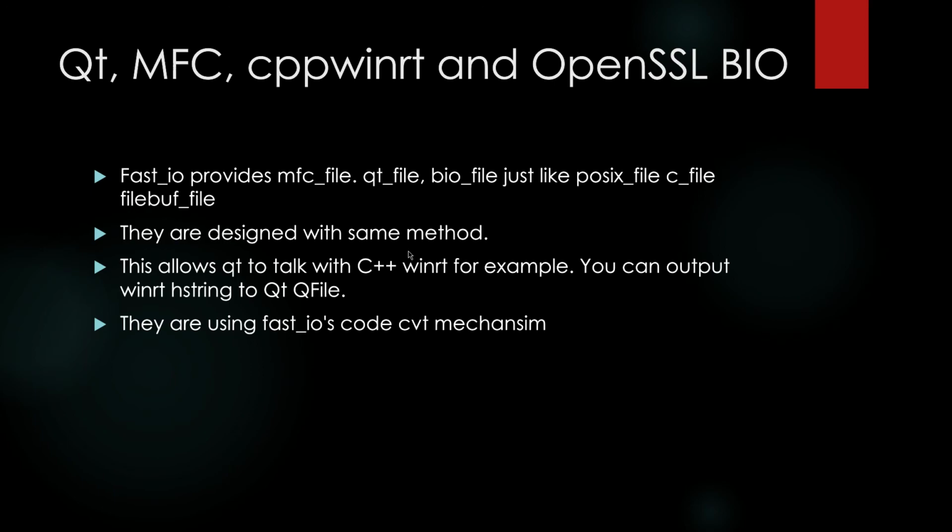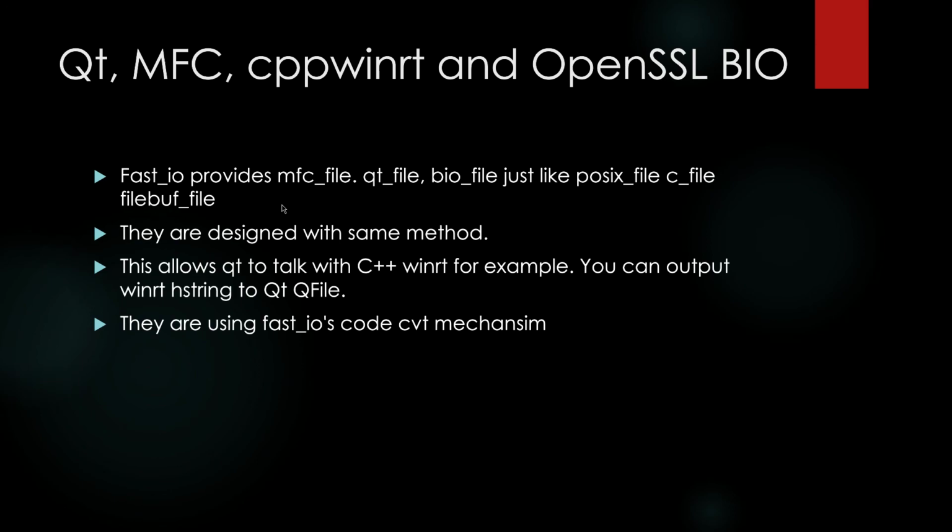Particularly when developing with WinRT, for example, let's talk about C++/WinRT, Qt, MFC, VC WinRT, and OpenSSL BIO. So besides this POSIX C file, FastIO actually provides other file types like MFC file, Qt file, and BIO file. The design uses the SAM method, basically the SAM interface, SAM layers, and it allows you to talk. Now you can just talk with OpenSSL BIO. You can transmit between them. You can talk with Qt file. If you're developing in a Qt environment, you can now just use the standard library with it.